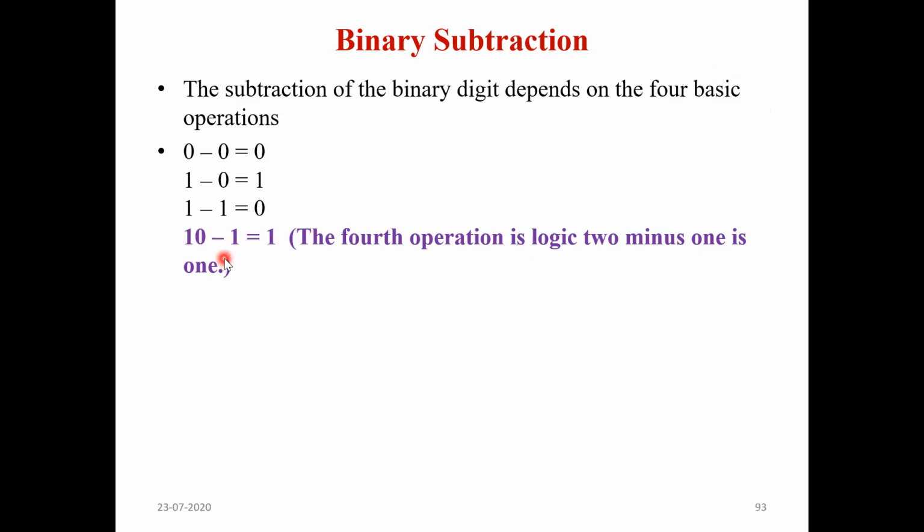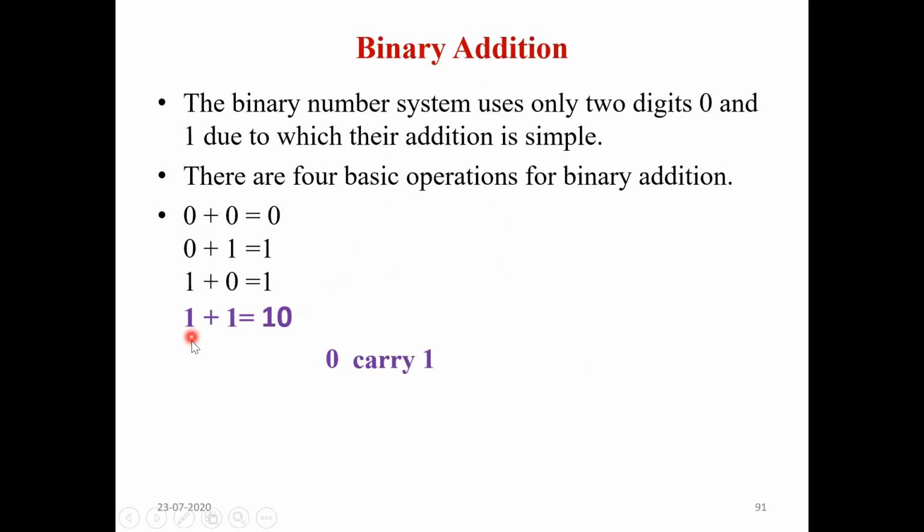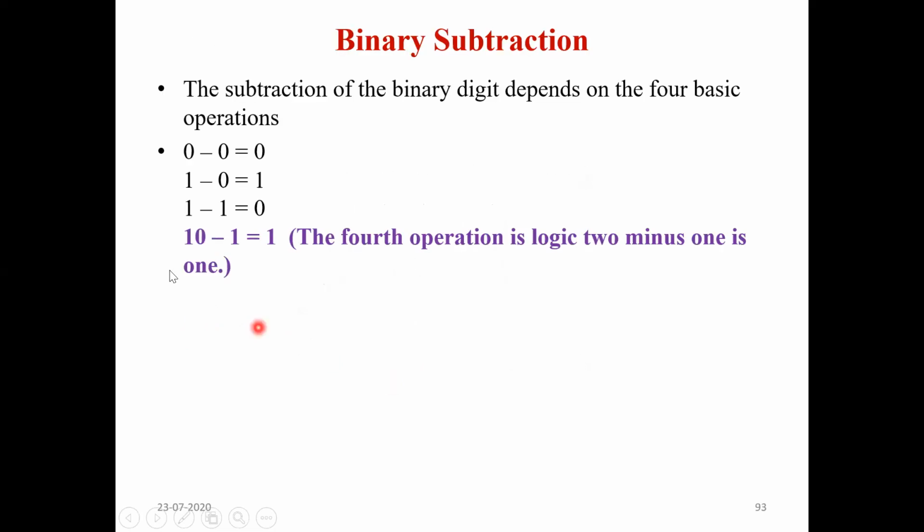Just like the previous case, 1 plus 1 is 0, carry 1. And similarly, here 0 minus 1 means from the previous digit you will borrow 1. Then it becomes 0, and the digit becomes 10, which is 2. So 2 minus 1 is 1.